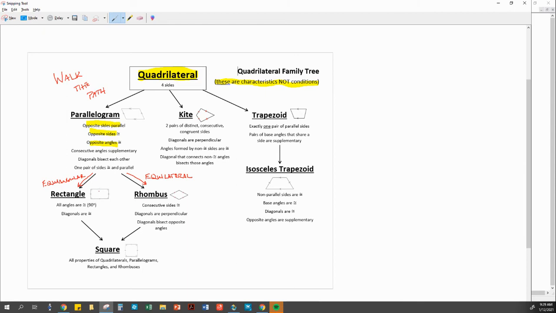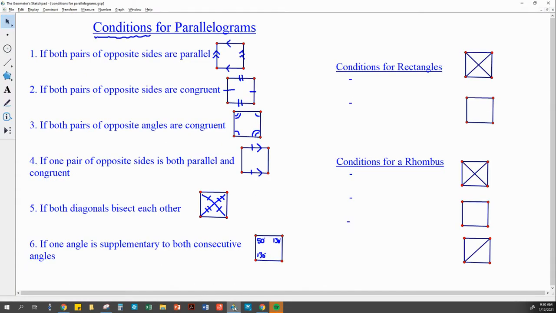And if you have a parallelogram that is not only equiangular, but also equilateral, that's the only time you can come all the way down here and get to a square, but you can't skip any steps. You have to know you have a parallelogram first before considering whether you might also have a rectangle or a rhombus, which is a more specialized version of a parallelogram. Okay, so let's look at these conditions.